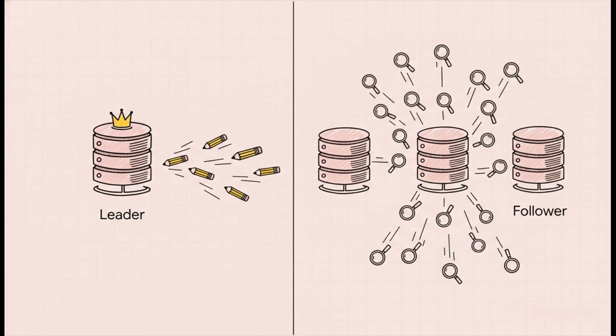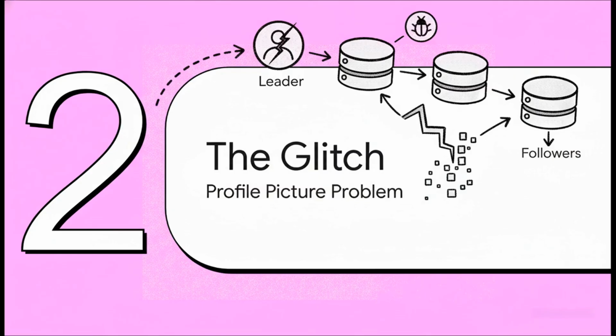So, in theory, this is a pretty brilliant setup, right? You've got writes going to one place and reads spread out across a bunch of others. It lets the whole system handle tons of traffic and stay super fast. But, as we already know from our little profile picture problem, something in this perfect picture can go seriously wrong.